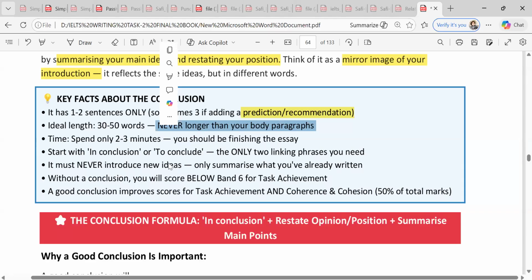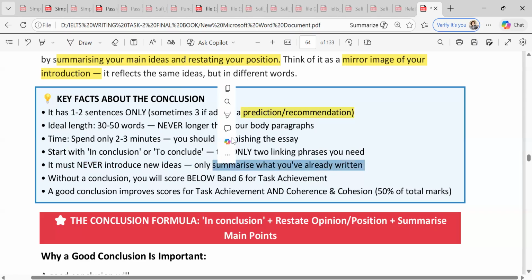Most of the time, we include data that we have already mentioned in the main body paragraphs, or what we forgot to mention in the main body paragraphs. So we keep writing in the conclusion. If you want to introduce a new idea in the conclusion paragraph, what does it mean? It doesn't remain your conclusion paragraph; it becomes your third main body paragraph. So in the conclusion paragraph, we never introduce new ideas. Never ever. We only summarize what we have already written.